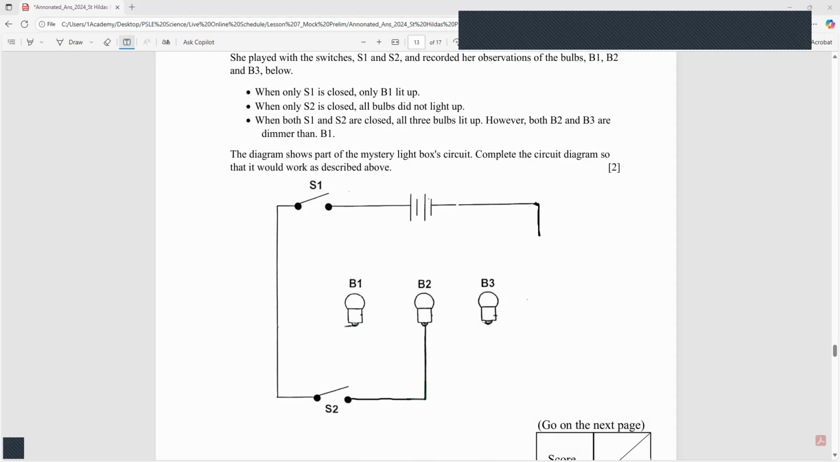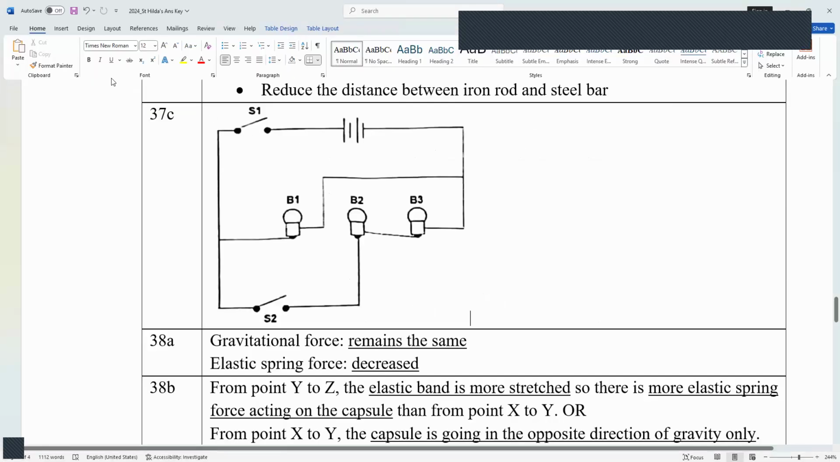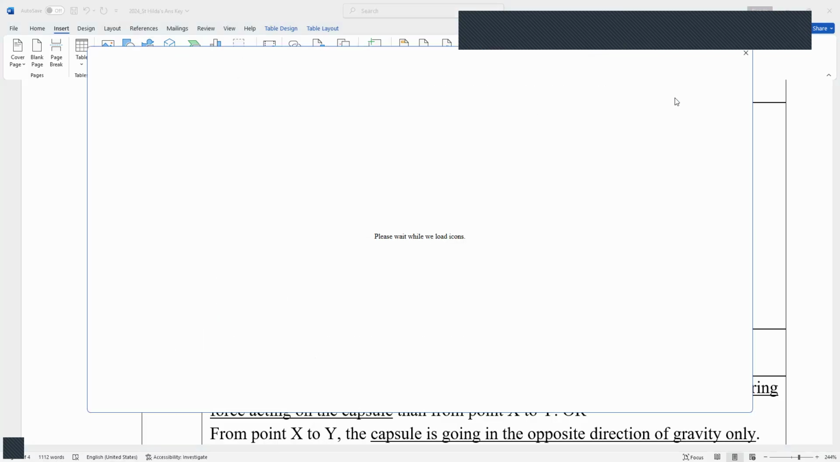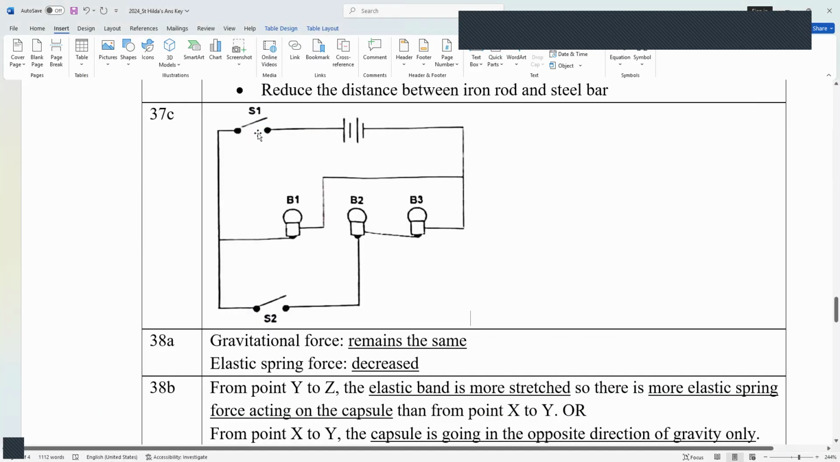So I screenshot the answer key for you to see. So this answer. Can you see when S1 is closed? Okay, let me draw. When S1 is closed, so B1 only lights up. You can see when S1 is closed.